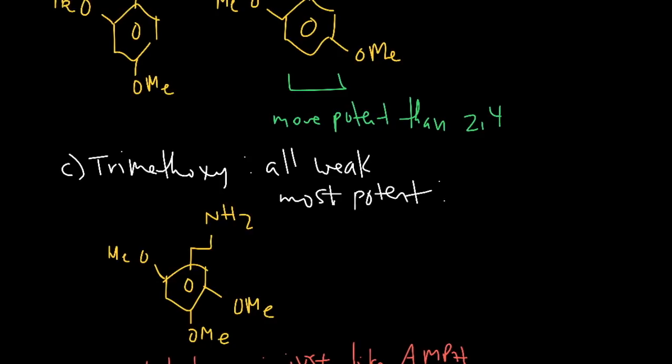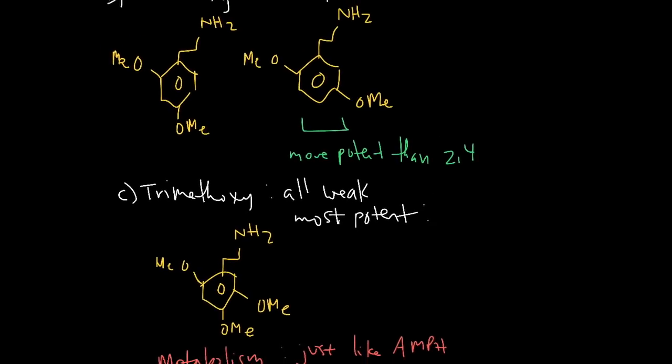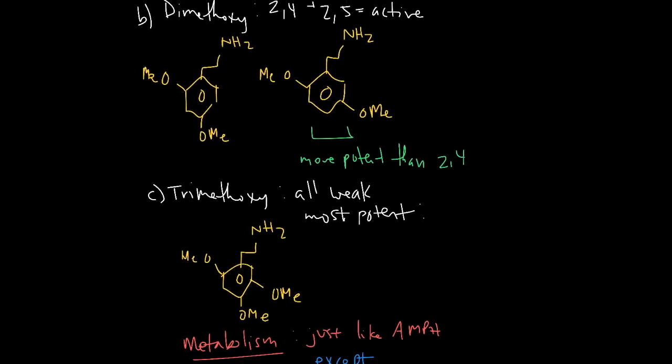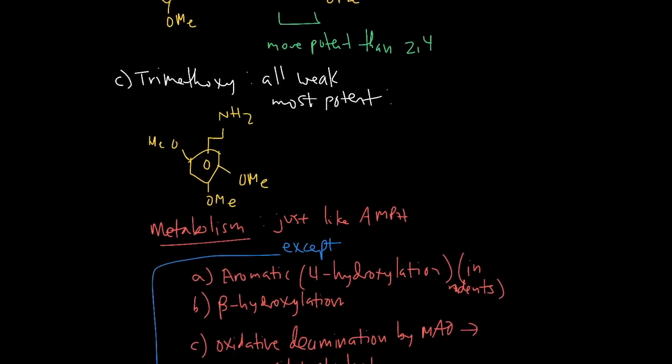Just think of it as a combination of all your active dimethoxies. So remember, I said your dimethoxies have 2, 4, and 2, 5 as active. So if you put all these together, here's your 2, 4, 2, 5. So trimethoxy is basically a dimethoxy at all positions. The most potent is a 2,4,5-trimethoxy.